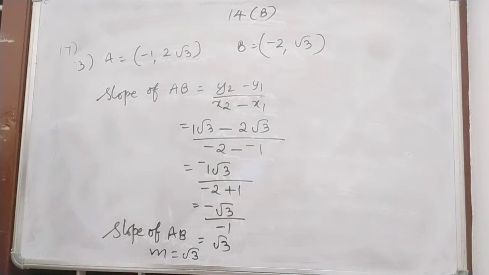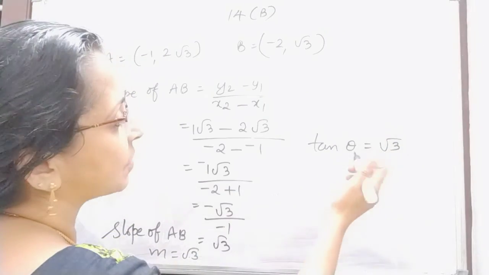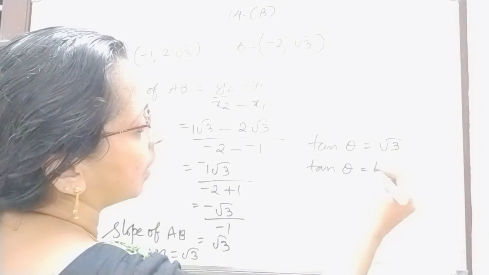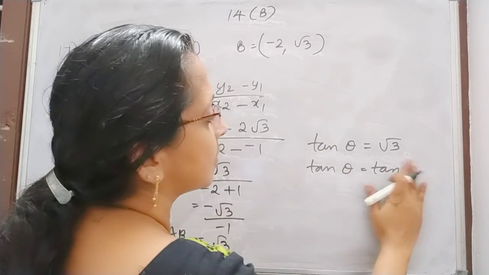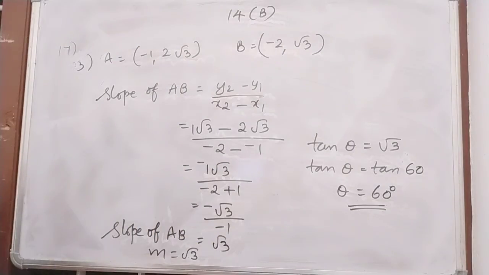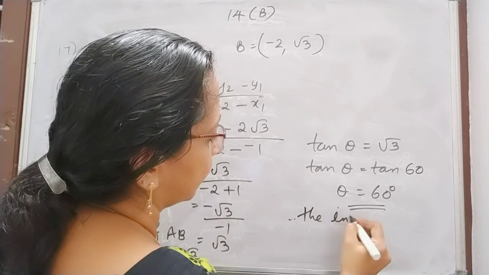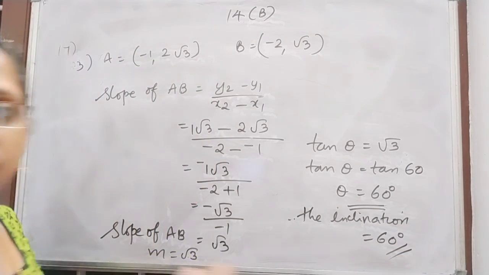So M we can write as tan theta. So tan theta is equal to root 3. We have to find the inclination theta. For what value of theta? Tan 30 is 1 by root 3, tan 60 is root 3. So theta is equal to 60 degrees. Therefore the inclination is equal to 60 degrees. Okay, thank you.